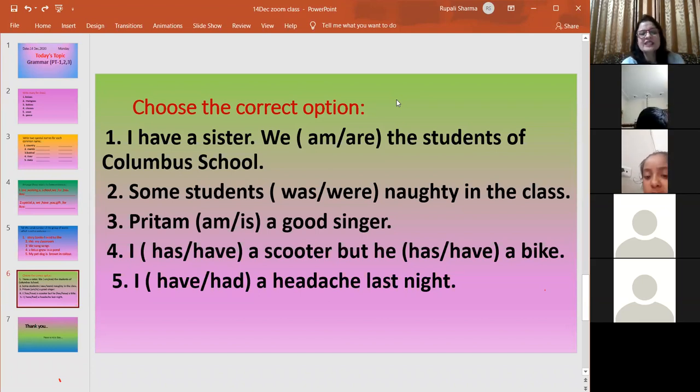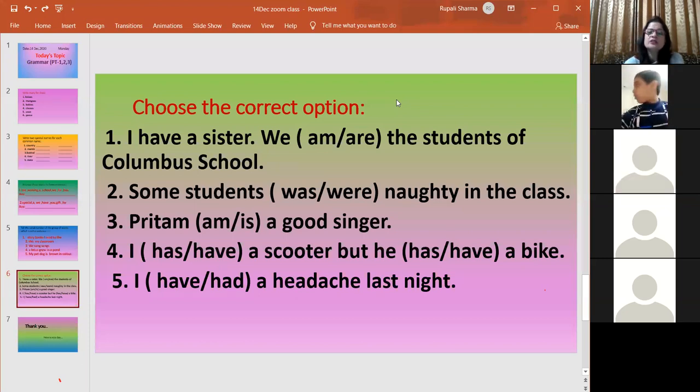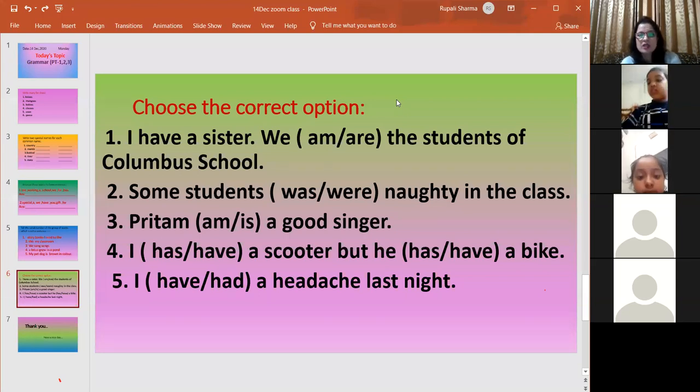Okay, second is: some students dash not in the class. Were, because this is a plural noun. Plural noun. Plural one noun, and students means the plural. Remember, were. Plural we use were. Okay. Was, were show the past tense. ये past tense को show करते हैं. ठीक है. कुछ students class में naughty थे.